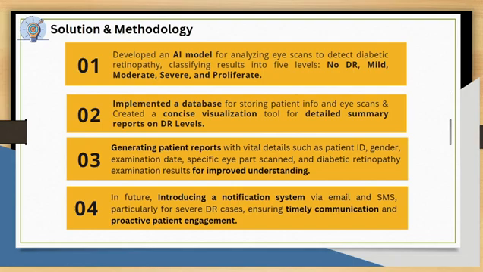After analyzing the level of DR, a detailed patient report is generated with vital details such as the patient ID, gender, date, the eye part which is scanned, and the level of diabetic retinopathy. And this gives an improved understanding for the patients and the doctors. In future, we have planned to introduce a notification system in case of severe diabetic retinopathy through email and SMS, which ensures timely communication and proactive healthcare management.